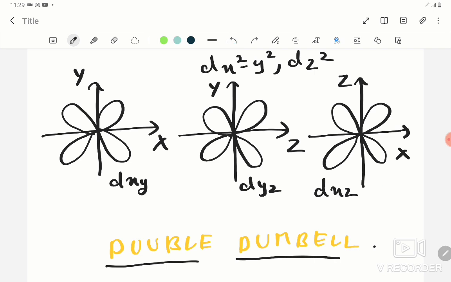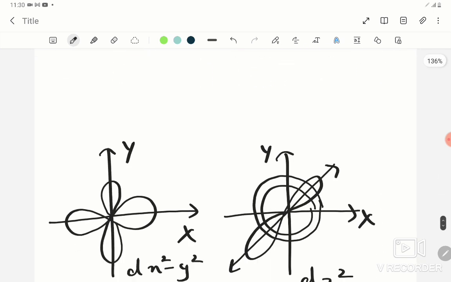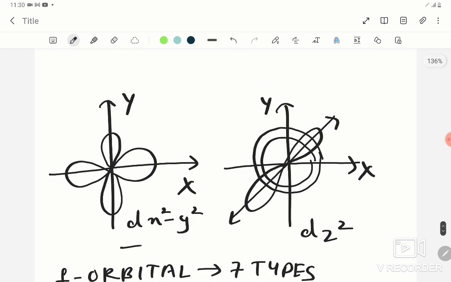Guys, यहाँ पे हमें ये ध्यान में रखना है that for dxy, dyz and dxz, electron density is between the axis. Moving ahead guys, for dx square minus y square, the two dumbbell are along the x and y axis. And finally guys, for dz square, we have a slightly different shape. We have a dumbbell along z axis and then we have a ring in xy plane.